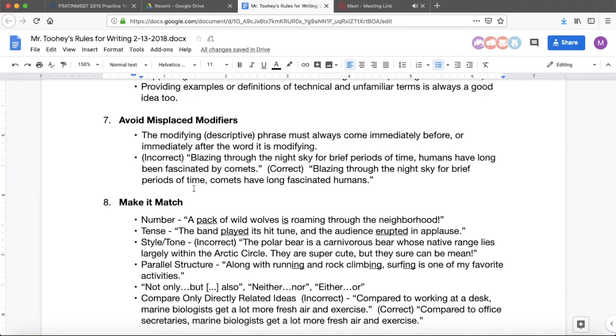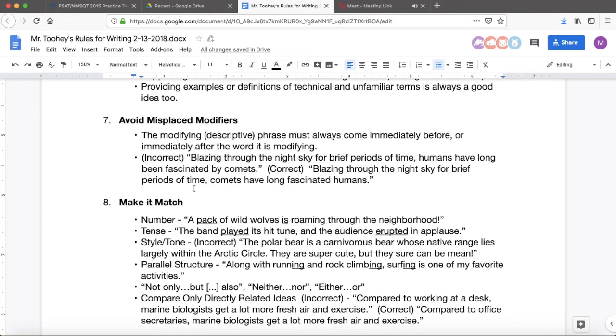Okay, when you're using a descriptive phrase, that descriptive phrase always has to come immediately before or immediately after the thing it's describing. Go ahead and check out that incorrect example. Go ahead, Caroline, read that incorrect example of a modifying clause. Incorrect. Blazing through the night sky for brief periods of time, humans have long been fascinated by comets.